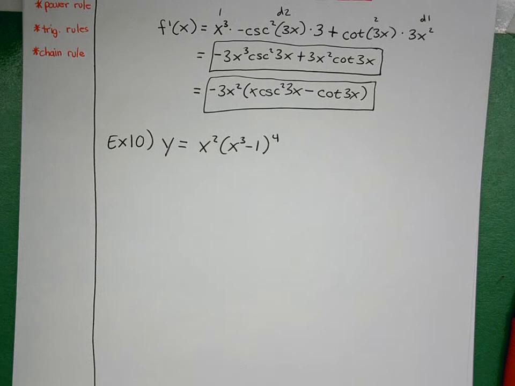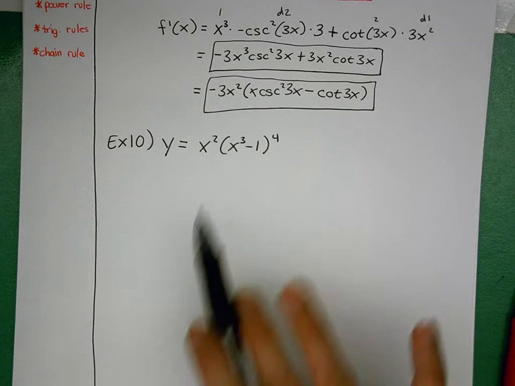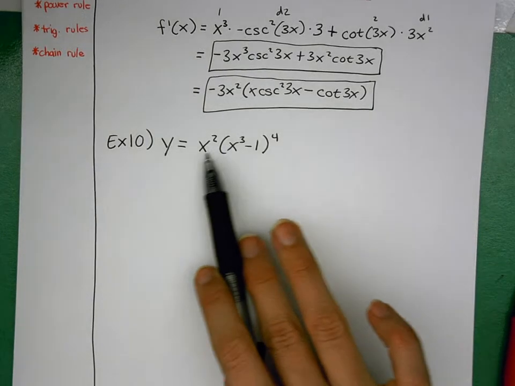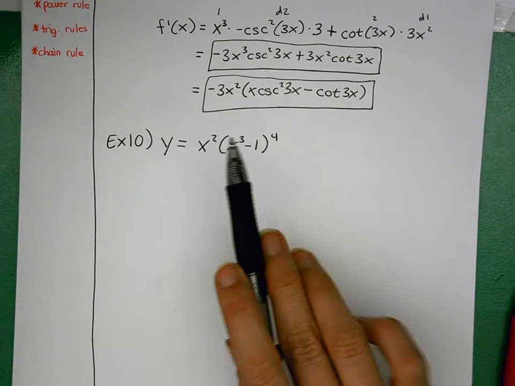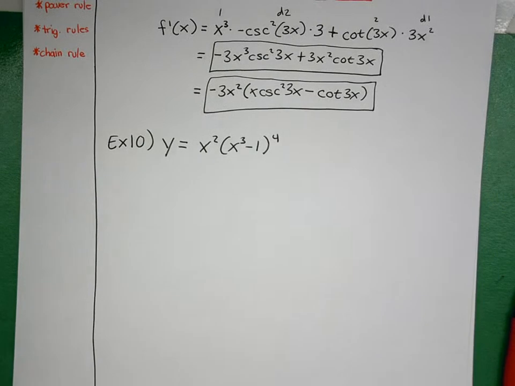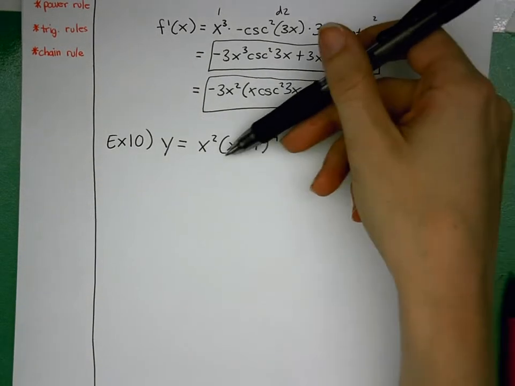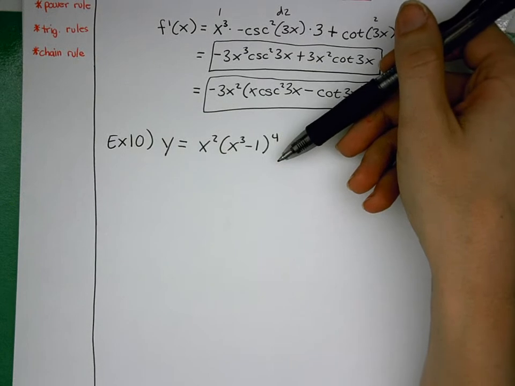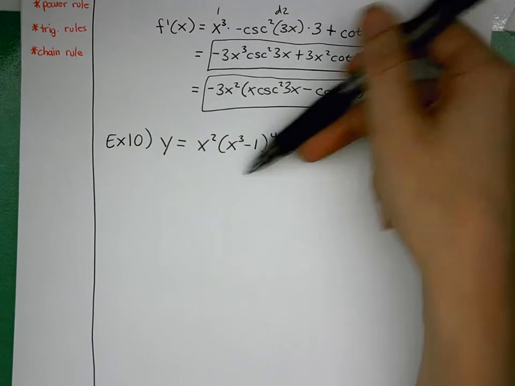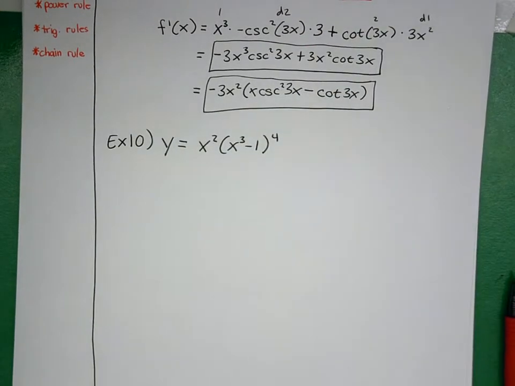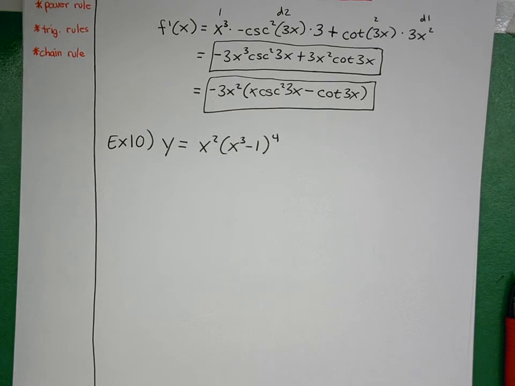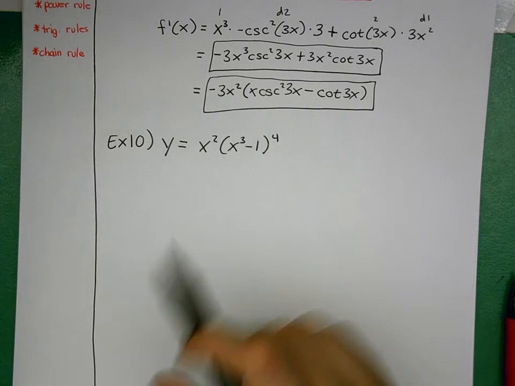Okay, so what rules do you see? We see multiplication, so you have to do product rule, no way around it. Well, okay, actually, no, that's not true. There is a way around the product rule, but to get around the product rule, you'd have to FOIL out this x cubed minus 1 to the 4th, so expand that 4 times, and then distribute the x squared in, which is kind of a waste of time. But technically speaking, you could.